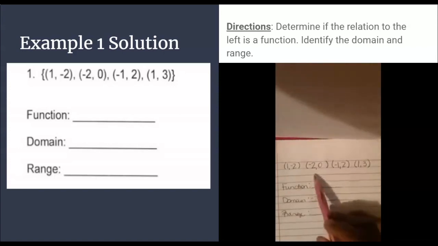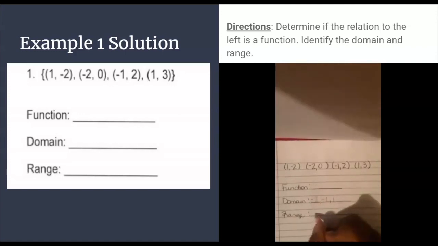When it comes to our range, we'll do the same thing in ascending order. -2, 0, 2, and 3. We have 4 sets of data. We should be able to check behind ourselves to make sure that we have written it correctly. So we should have -2, 0, 2, and 3.